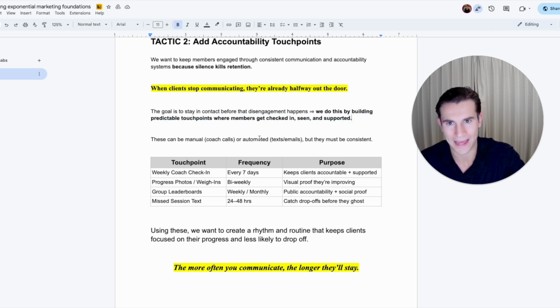And this is probably what happens, I want to say, 75% of the time when people churn. It's because you're just not communicating with them enough.